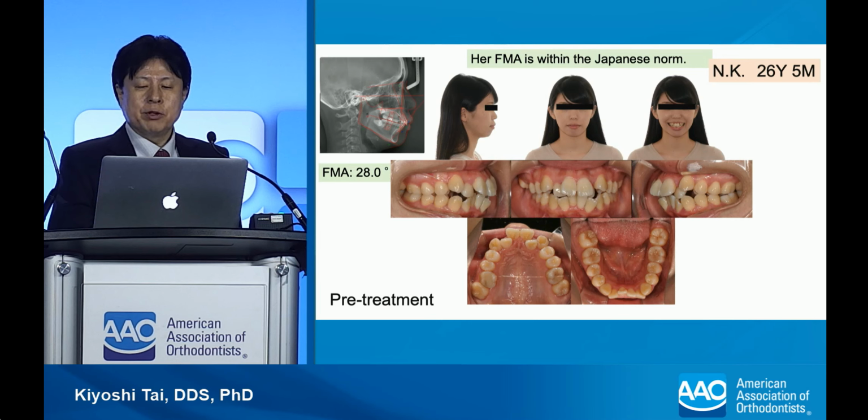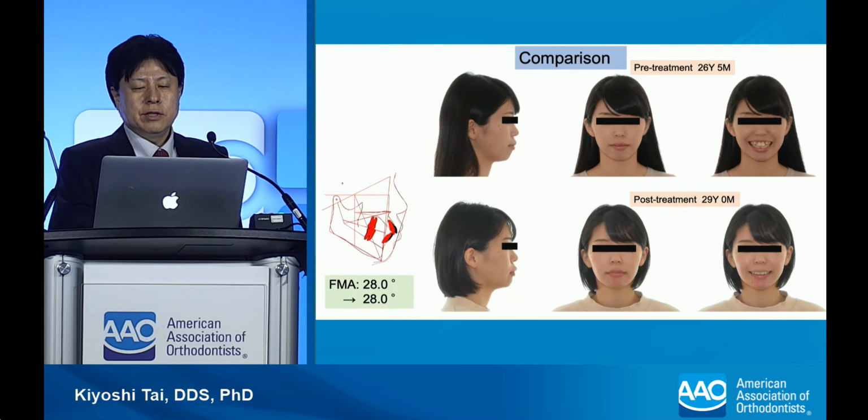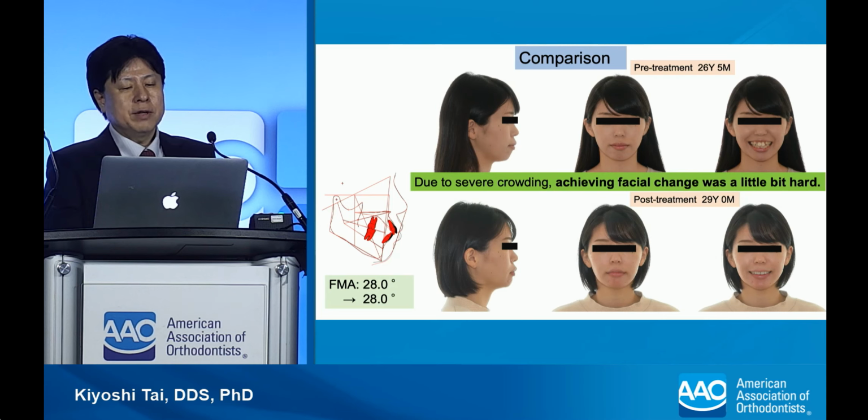Here is another example case. These are the pre-treatment records. Her FMA is within the Japanese norm. And post-treatment, she also underwent a 4 premolar extraction. This is the comparison. Due to severe crowding, achieving the facial change was a little bit hard.